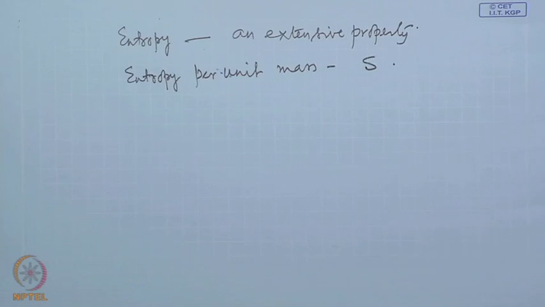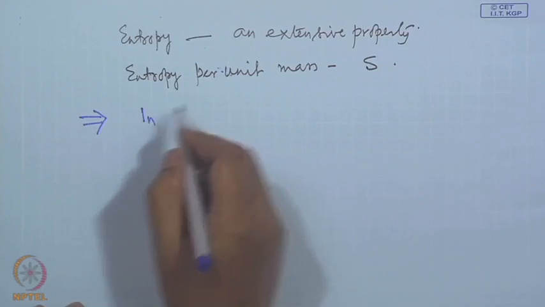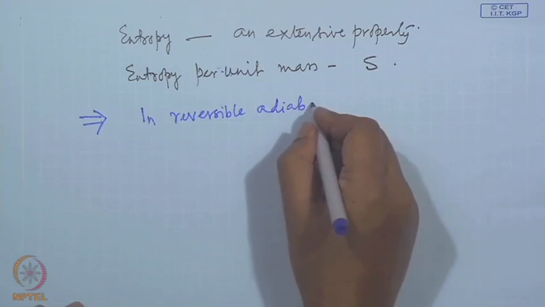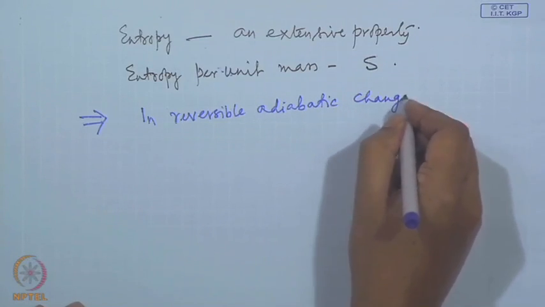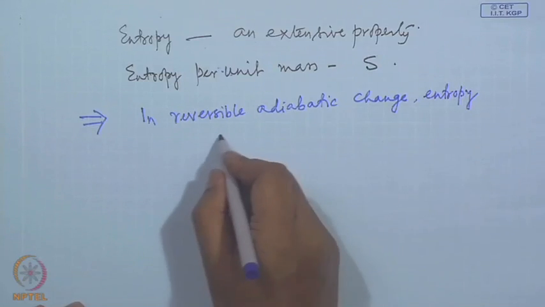So, the second law actually tells us that those family of adiabats are lines on which this entropy is constant. So, the reversible adiabatic lines, as you have seen, represent reversible change. So, it says that in a reversible adiabatic change, entropy remains constant.